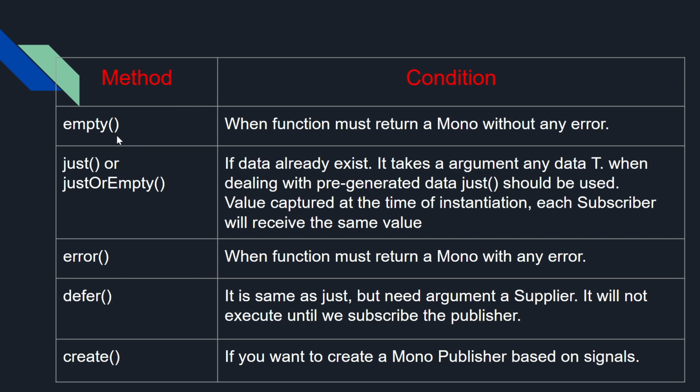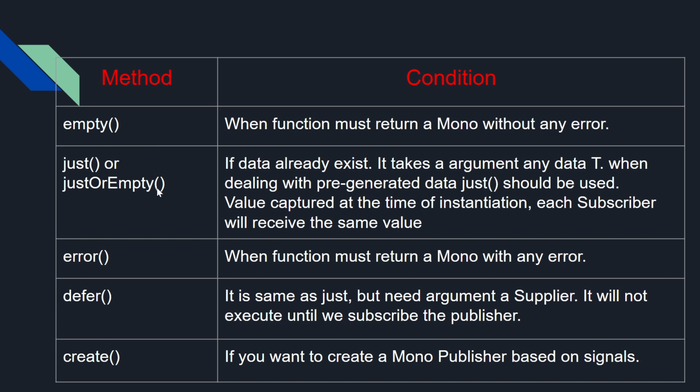The first one, empty. Empty is a method that will return nothing. This function must return a Mono without any error. In some cases, we need to return a Mono without any data. In that case, we can use this method, Mono.empty.